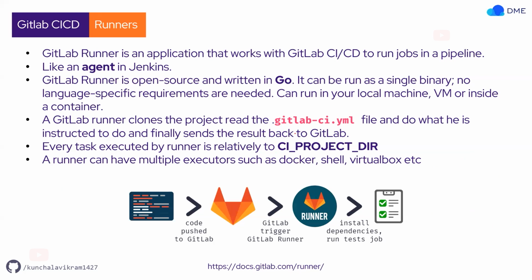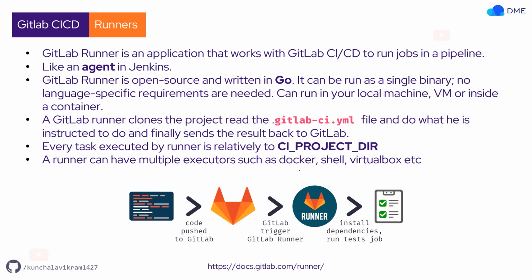Whatever your GitLab CI runs, it runs in a workspace. In Jenkins, we know there is a workspace that can be accessed using the environment variable WORKSPACE. It will be under Jenkins home, slash workspace, slash your job name. Similarly, every job inside GitLab CI runs inside a workspace, but here it is called the project directory, which can be accessed using an environment variable.